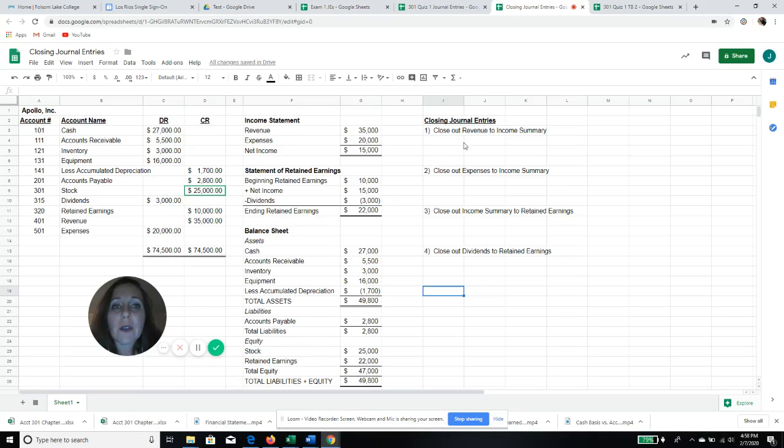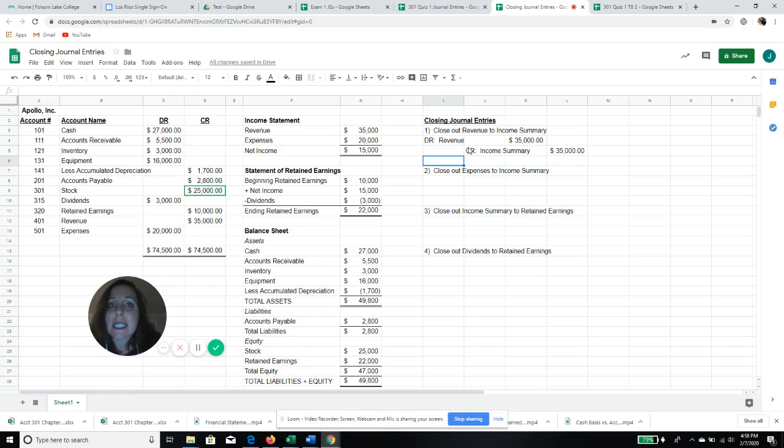The first step of our closing journal entries is we are going to close out revenue to Income Summary. So I'm going to go look at my trial balance. And it looks like revenue has a credit balance of $35,000. If I want that account to be zero, then I need to debit revenue $35,000, which is what I'm going to do. Debit revenue, $35,000, and then I'm going to credit this account called Income Summary. This will be one of the 3 journal entries. All right. Now my revenue account will be zero.